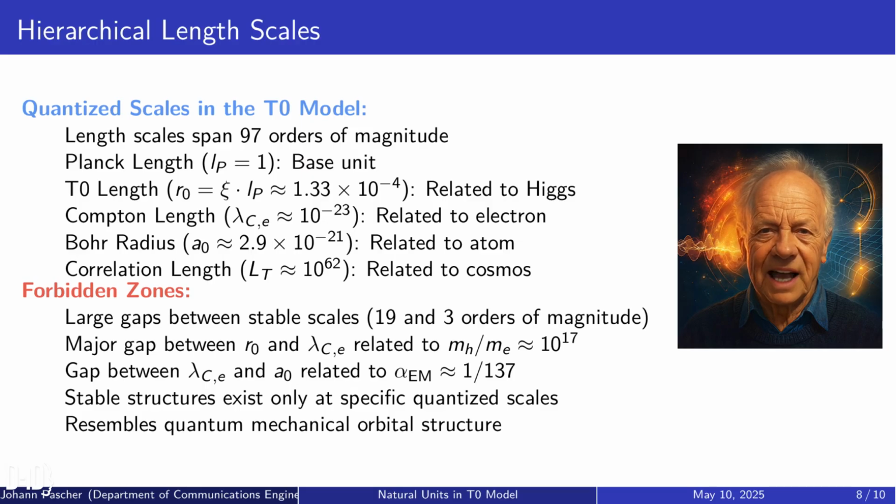Between these stable scales are forbidden zones where stable structures generally do not exist. There is a major gap of about 19 orders of magnitude between the T0 length and the electron's Compton length, related to the mass ratio of the Higgs to the electron. Another gap of about 3 orders exists between the Compton length and bow radius, related to the fine structure constant. This quantization of scales resembles quantum mechanical orbital structure, suggesting a deeper organization to physical reality across all scales.